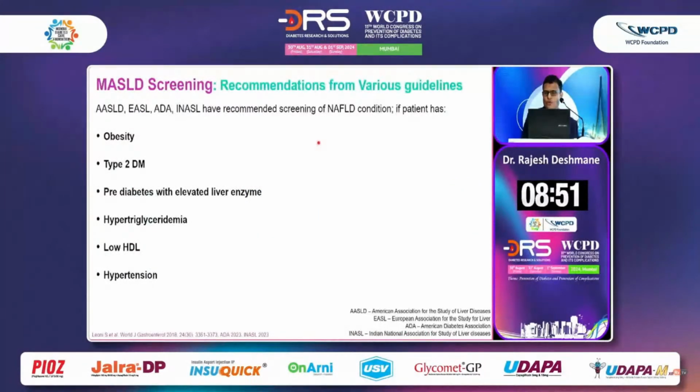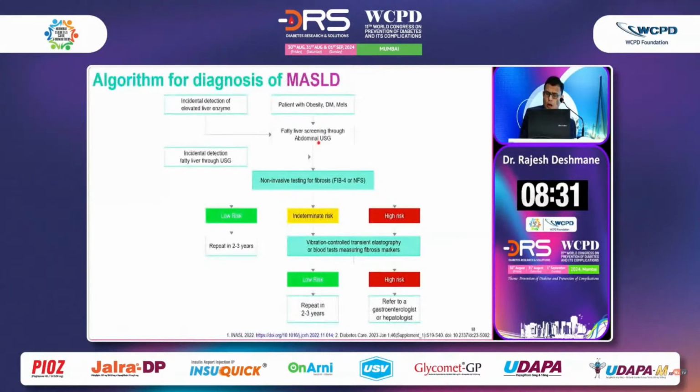So these are the organizations which recommend screening for NAFLD in patients with obesity, type 2 diabetes, pre-diabetes with elevated liver enzymes, hypertriglyceridemia, low HDL, and patients suffering from hypertension. So these are the recommendations and the algorithm for how to go about MASLD if there is accidental or incidental detection of elevated liver enzymes, or a patient with risk factors should have liver screening through abdominal USG.